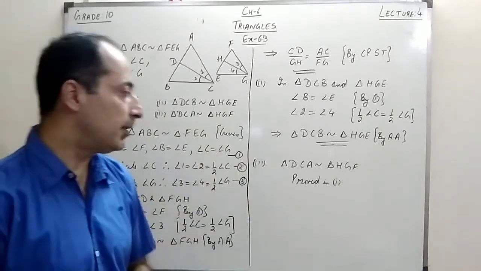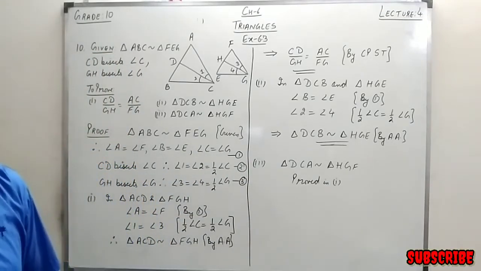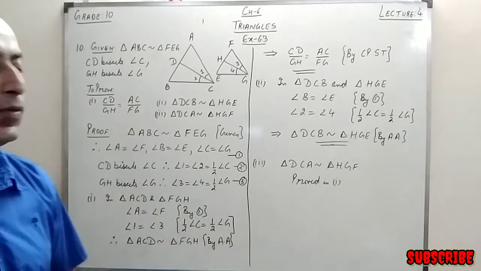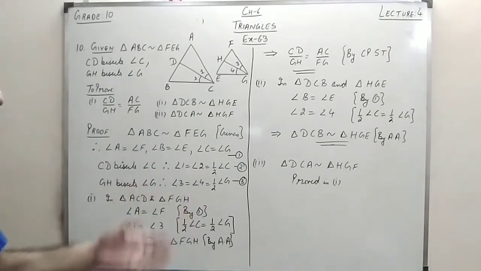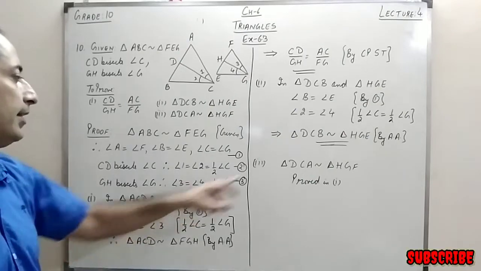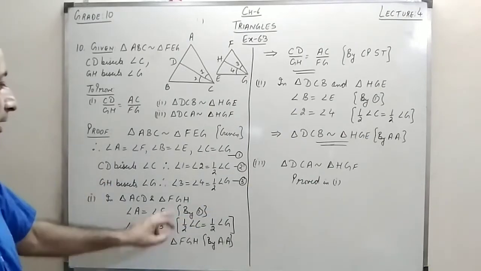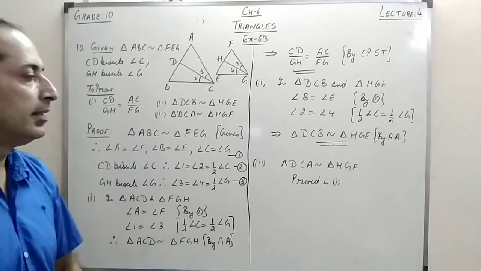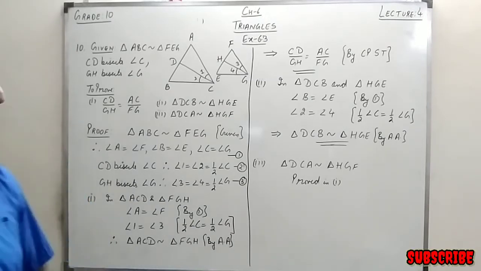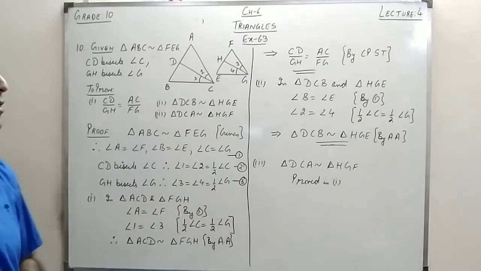Now, if you see the third part, that is what we have done in the first part already. We have already proved the two triangles are similar. If you see the names, I have written ACD, and that is in reverse, DCA. And here it is FGH, and there it is HGF. So this part is already done in the first part, right? So let's go to the next question now.